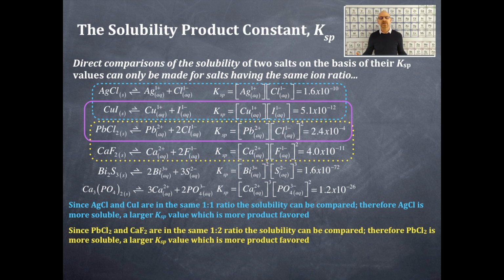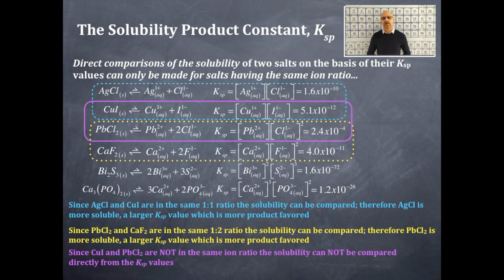Okay, you should see that this cuprous iodide and the plumbous chloride, well, these two are different mole ratios. So since the cation and the anion ratios are not in the same 1-to-1 or 1-to-2 ratio, you cannot directly compare their KSPs and figure out which one is more soluble or insoluble. You actually have to solve for the concentration of the ions in solution to compare them.